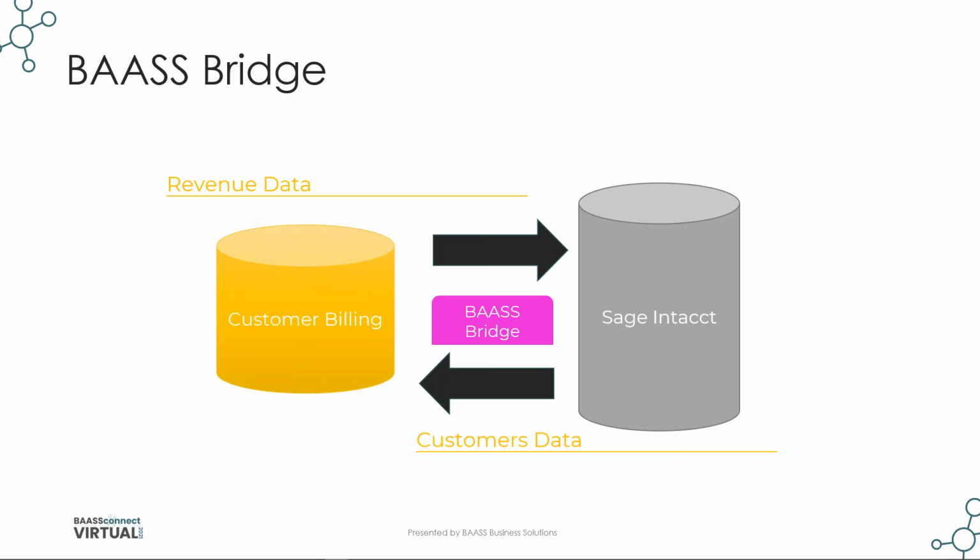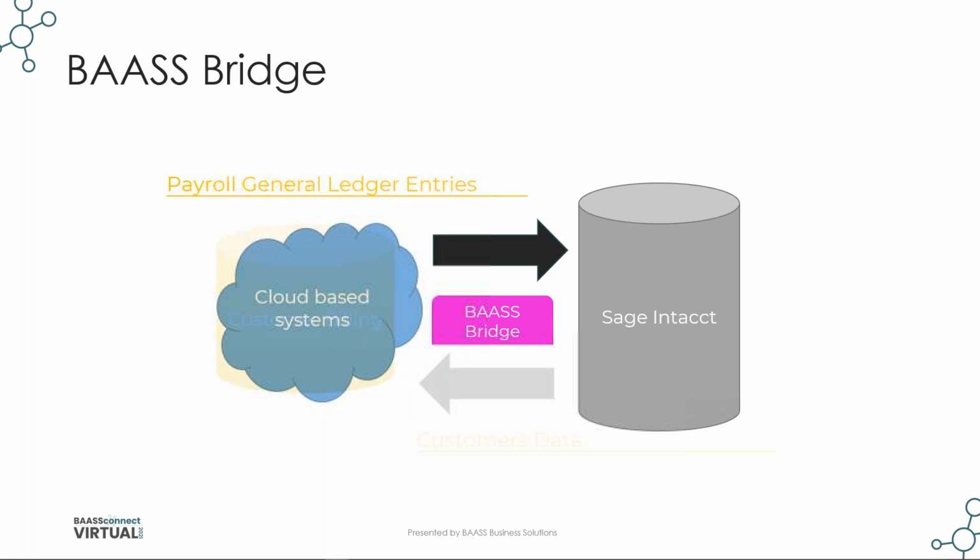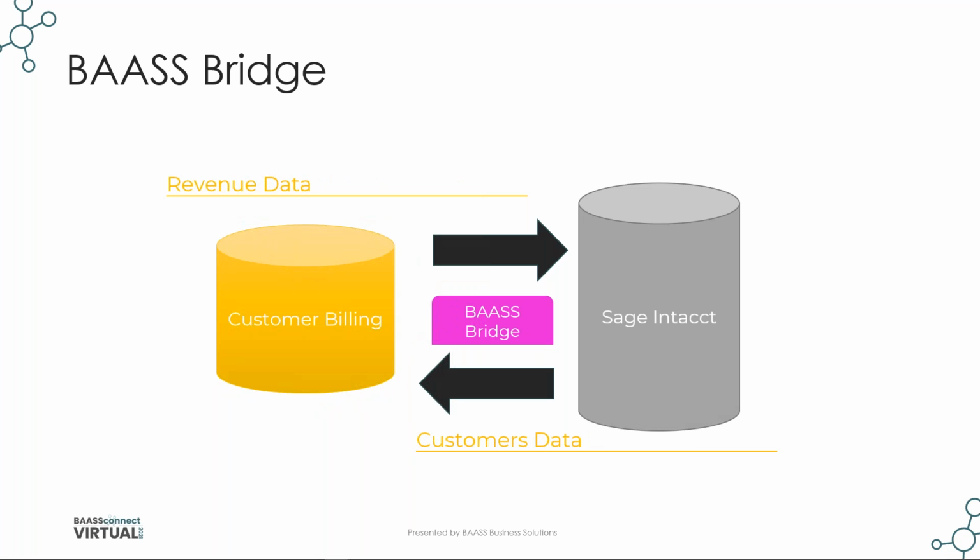Here's an example of what we've done for some of our clients. They have a customer billing system that's a custom solution in-house. It's a SQL-based solution, and Sage Intacct, as you know, is a cloud-based solution. And what we've done is we've used the BAASS Bridge to pull the revenue data from the custom customer billing system into Sage Intacct to create the revenue entries. And we are also syncing the customer master data, the name, the address, and so forth, from Sage Intacct to the custom billing system, so they don't have to maintain the customer's data in two different systems. And this is just one example of the integration that we have done using the BAASS Bridge.